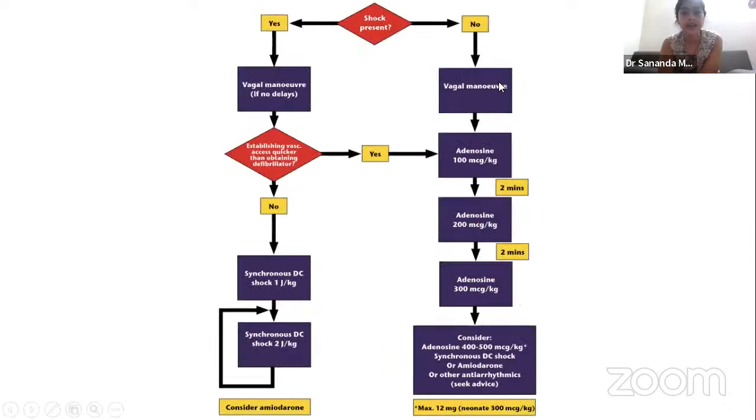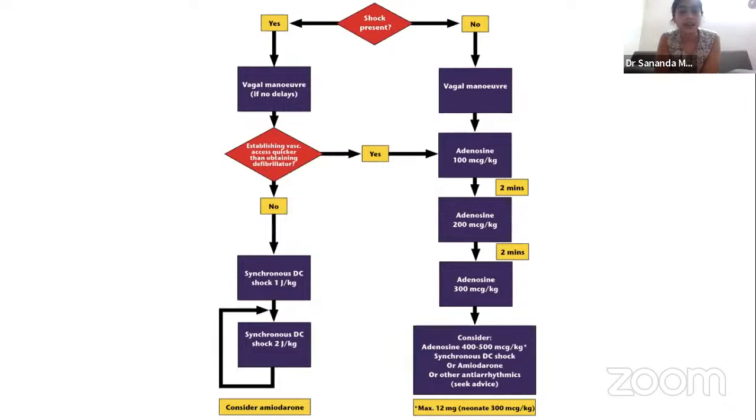Basically, in APLS, we have a detailed coverage of the treatment of all the supraventricular tachycardias. Mainly, we have to assess the hemodynamic status of the infant or the child. If the child is not in shock and perfusion is well, then we might try some vagal maneuvers and adenosine 100 microgram per kilo later on. But if the child is not hemodynamically stable, then there is no point wasting time doing vagal maneuvers.